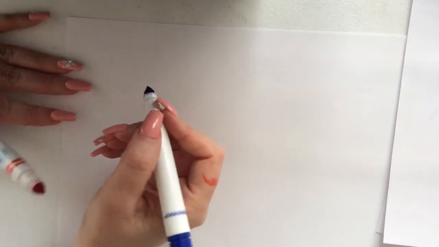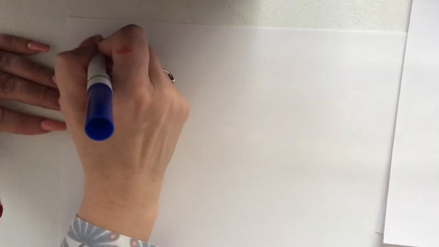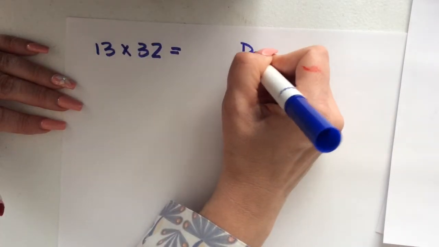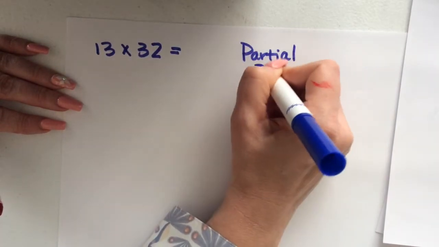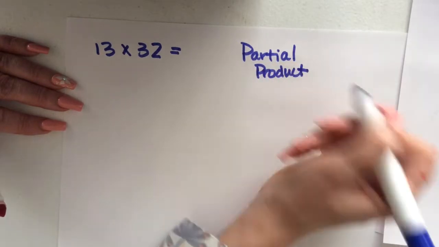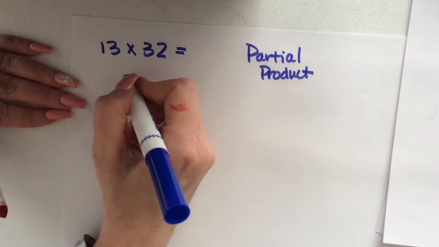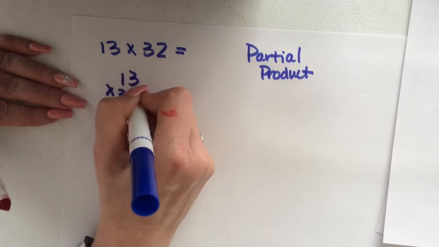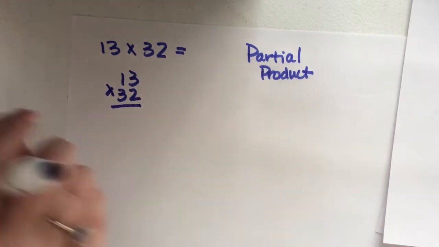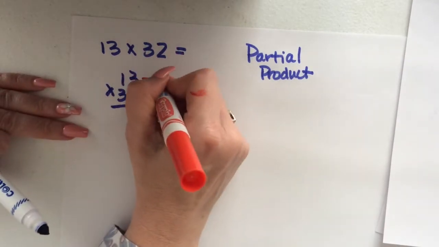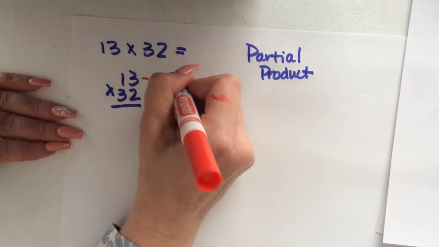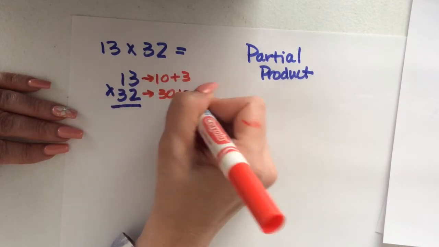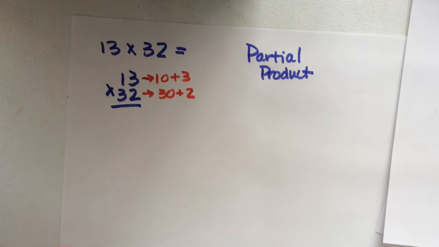Hello boys and girls, I'm going to show you one more example. 13 times 32. I'm going to show you this one in a partial product. So the first thing that we want to do is write our problem vertically. Then, just like with an area model, we're going to decompose our numbers into tens and ones.